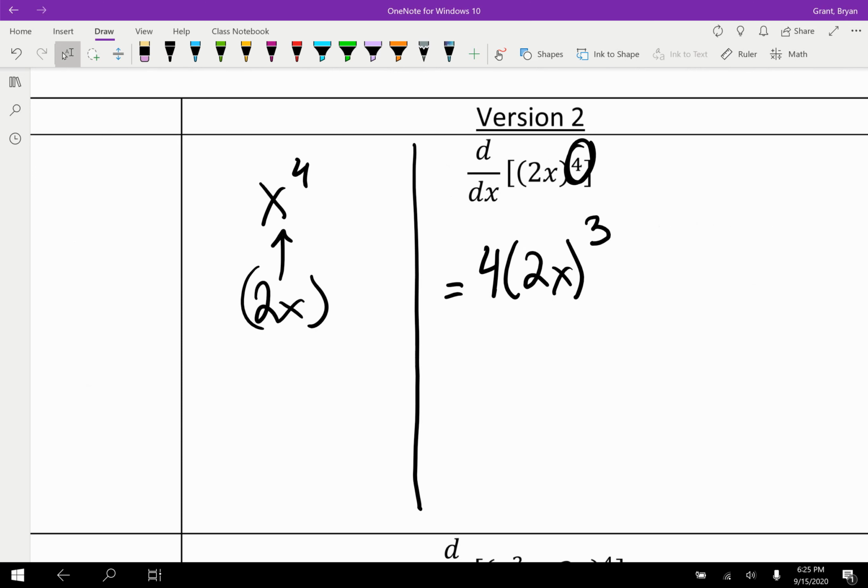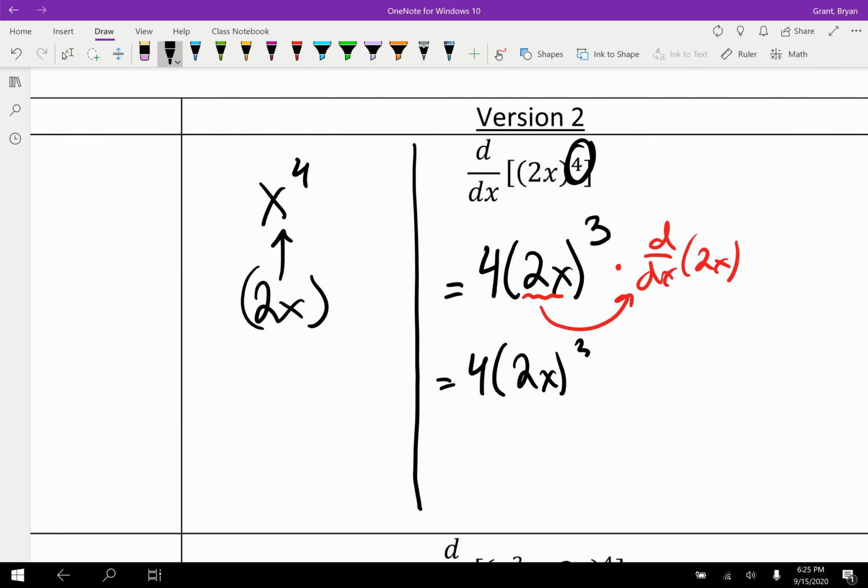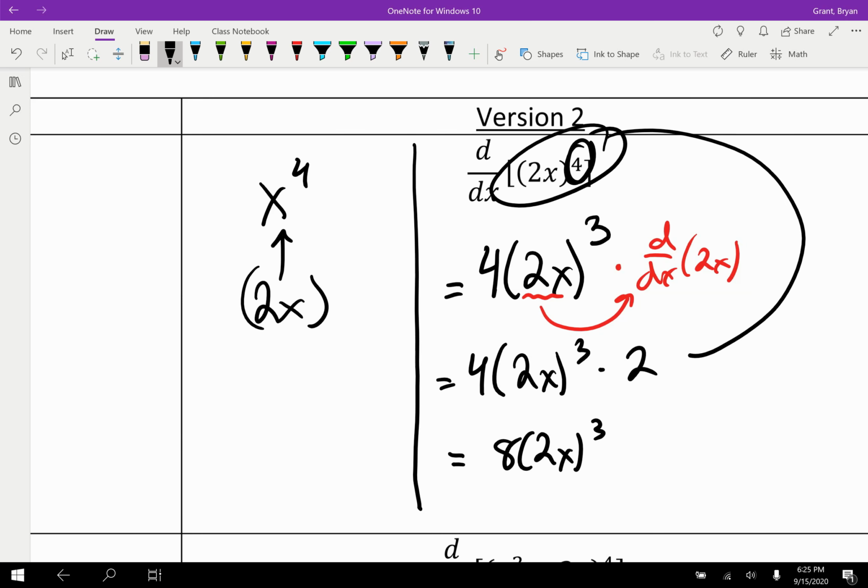But then what? Well, the second part of the chain rule says now that you kept the inside the same, we do have to account for the derivative of that. So I'm going to do the derivative of 2x, which I think gets us 4 times 2x cubed times 2, or 8 times 2x cubed. Now you might ask, wait, can I go straight from here to here? Certainly, there's nothing wrong with that. However, I just wanted to show all the steps to get there.